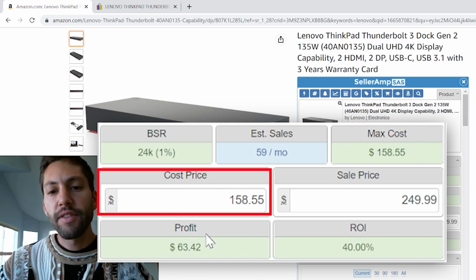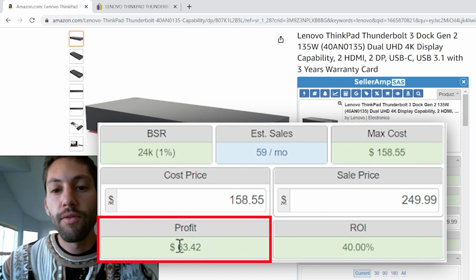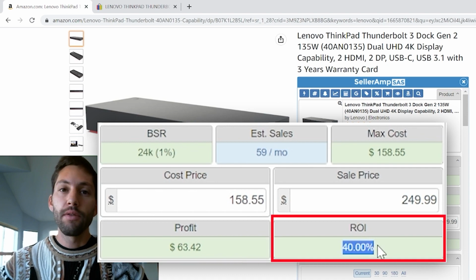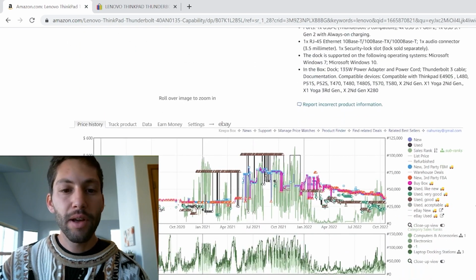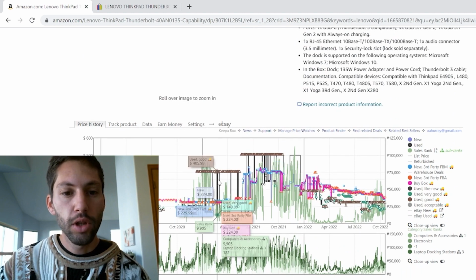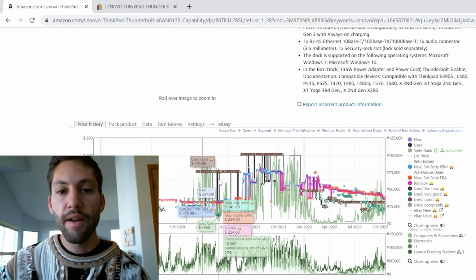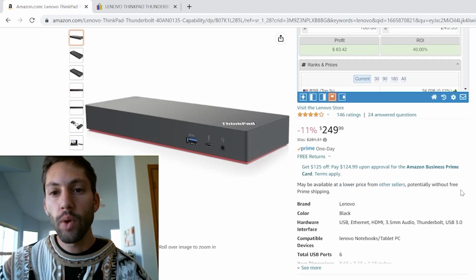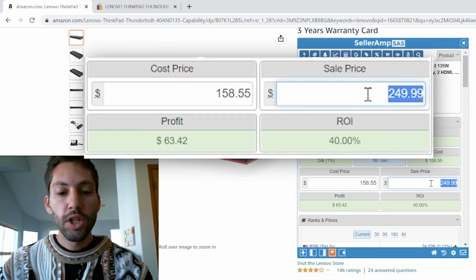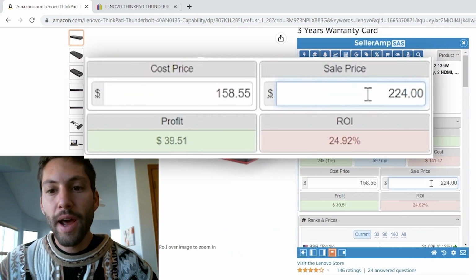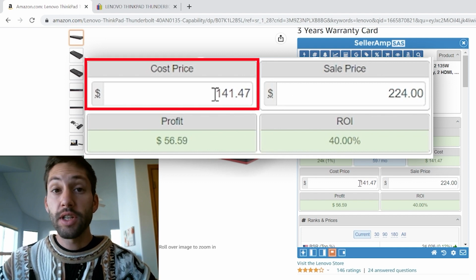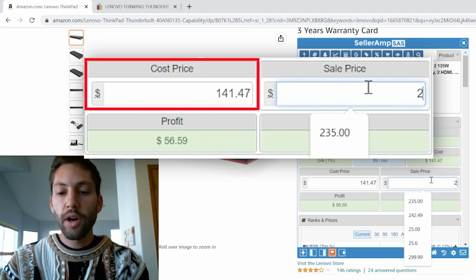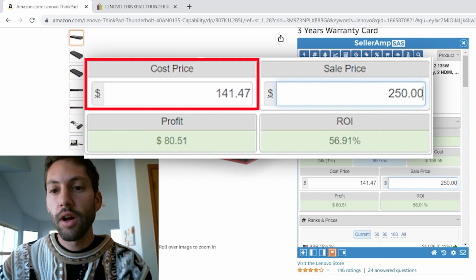$158.55. That's going to give us a profit of $63.42 and an ROI of 40%. Also, if we want to be extremely safe about this, we could input the lowest price that this item has ever been, so $224. So if we want to make 40% no matter what, we would need to purchase this for $141.47, but we are going to try to sell this for $250.